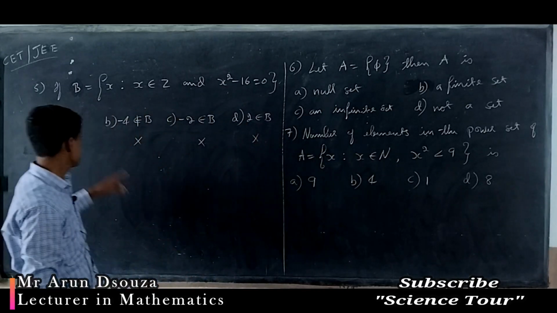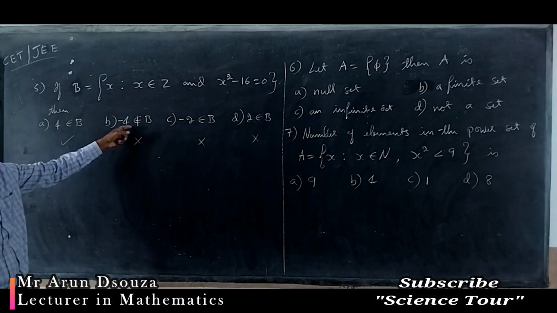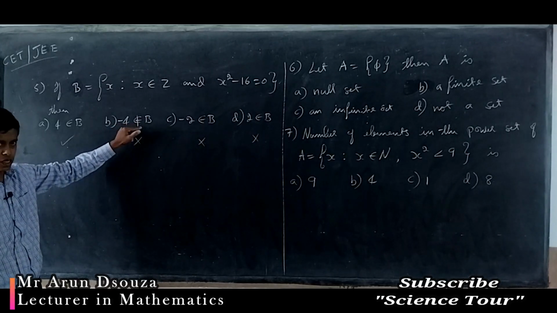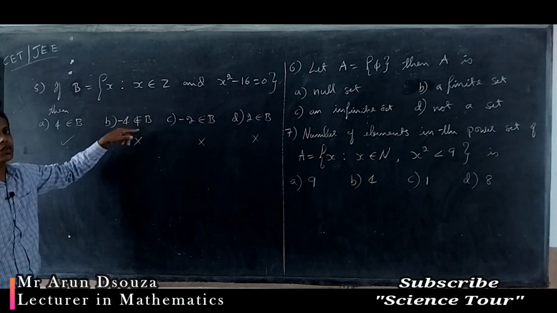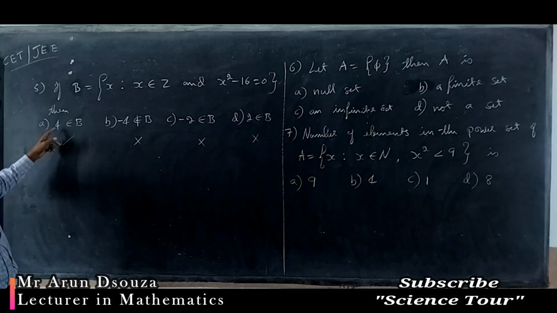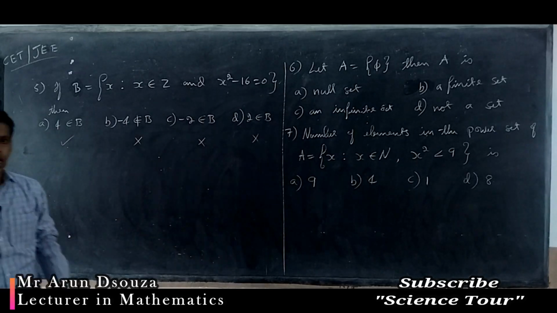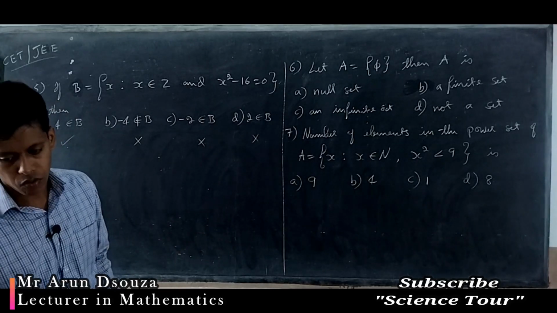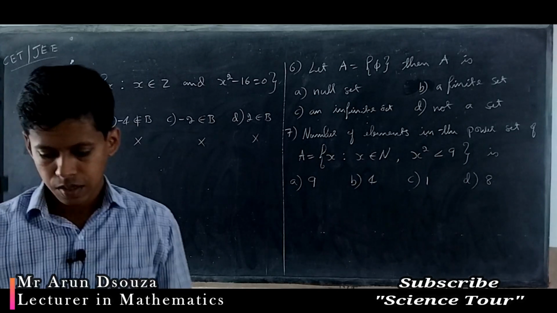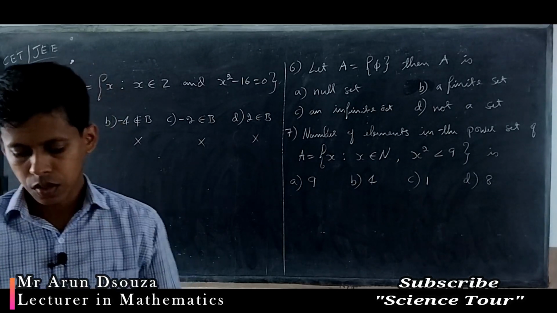So which option is correct? Only this. Don't be confused with this. Minus 4 belongs to B actually, but they have given does not belong. Therefore that is not the option. This is the right option. Well, I hope you understood. You don't have to solve it in a lengthier method.